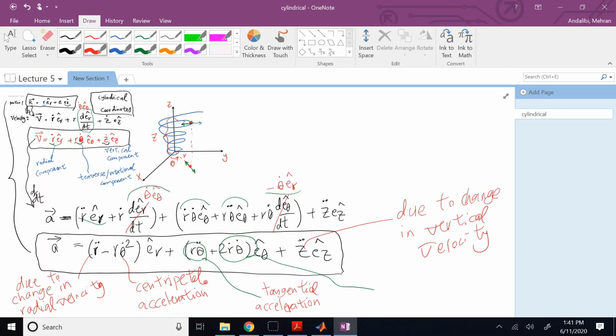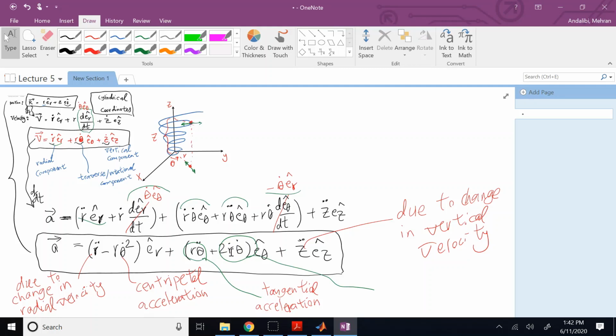So every one of them so far makes sense, right? Radially inward or outward with acceleration, upward or downward with acceleration, centripetal and tangential. They're all similar to what we had in the past. They all make sense. The only new one is this new term, 2r dot theta dot. What is this? When does it happen? How do we make sense out of this new term?